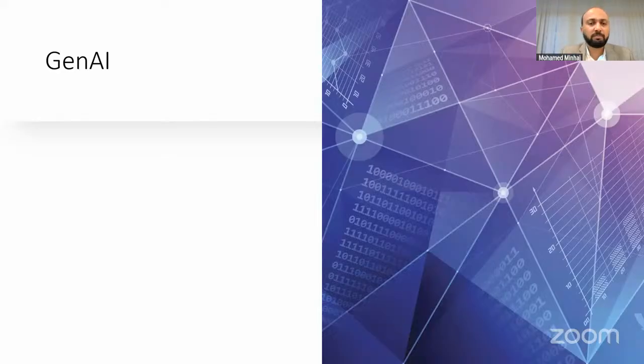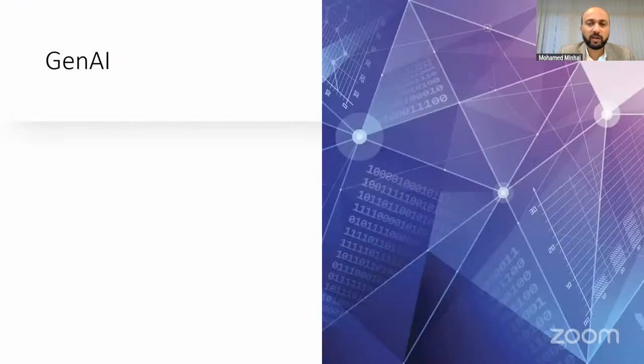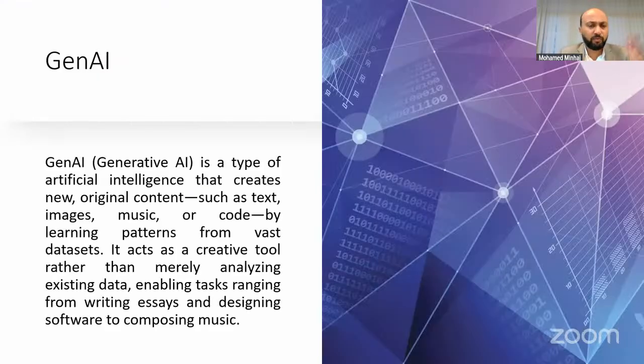To begin with, something that we already know is Gen AI, right? How can we use Gen AI to help us in our day-to-day activities related to any of these activities? Information retrieval, metadata harvesting, cataloging, or something like that is what we need to understand. So Gen AI, before the break, we in fact looked into this definition, and we understood that it is something that has been trained to generate content, which can be text, images, music, code, and many other things.